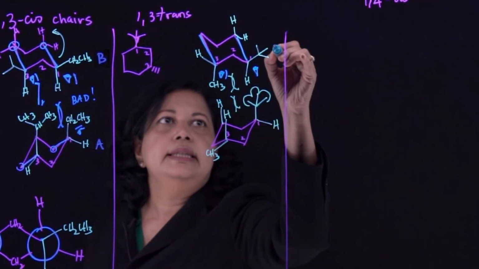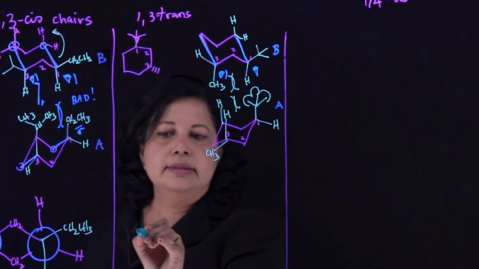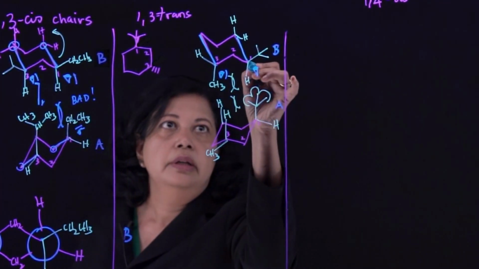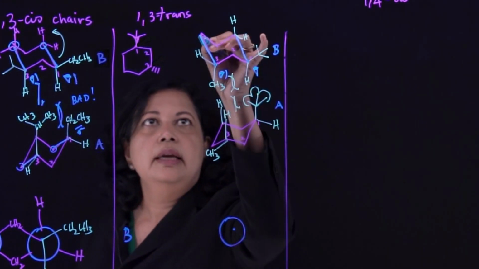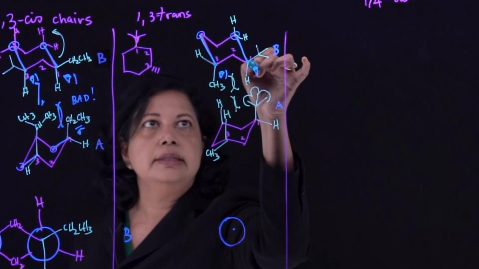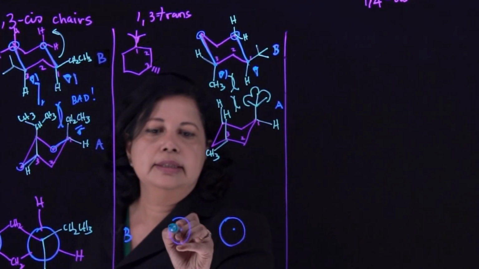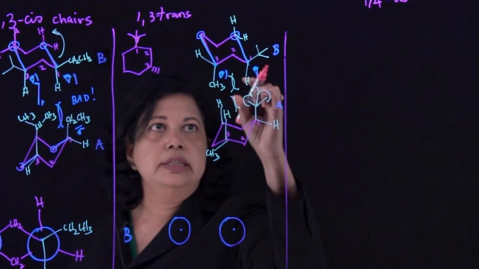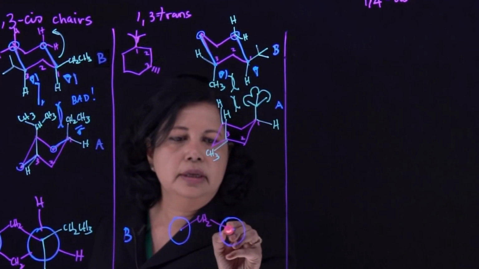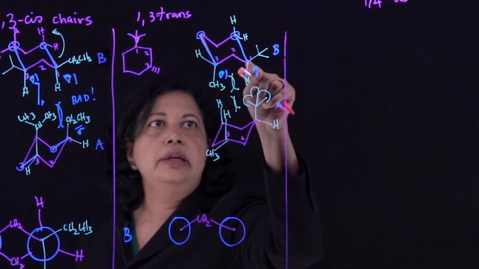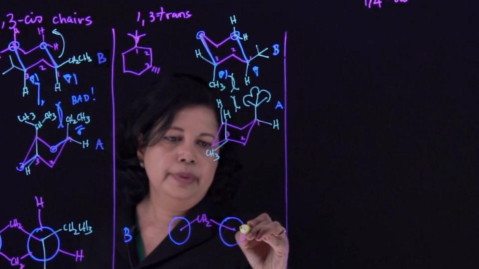So let's say this is B and this is A. So if I do B here, that's your dot and your circle. So that's the circle at the back here. This is the dot and circle here for that. You can see your CH2 is going up here in the front. And then on here, the T-butyl is on the side and hydrogen is below.